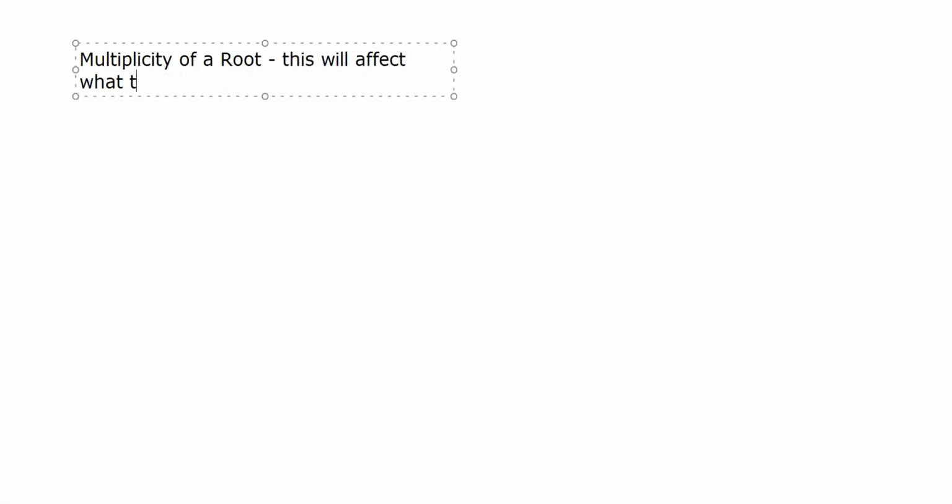The other thing that is going to affect this is the multiplicity. Let's use a different color. Let's use black. Multiplicity of a root. This will affect what the graph does at the root itself. This is going to affect that. Basically, what's going on.